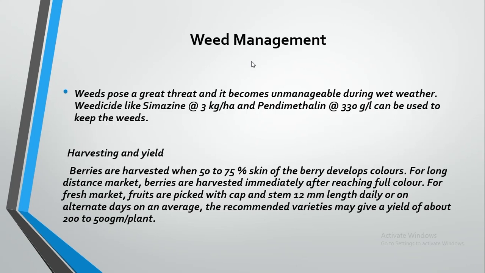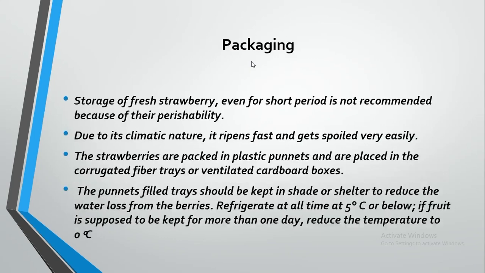Now harvesting and yield. Strawberries are harvested when 50 to 75% skin of the berry develops color. And when we have to market the fruits to a distant market, berries are harvested immediately as they reach full color. And for fresh markets, fruits are picked with cap and stem 12 mm in length daily or on alternate days. And on an average, a plant can yield about 200 to 500 gram.